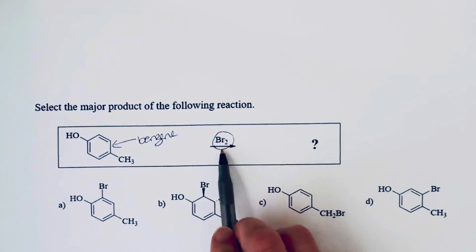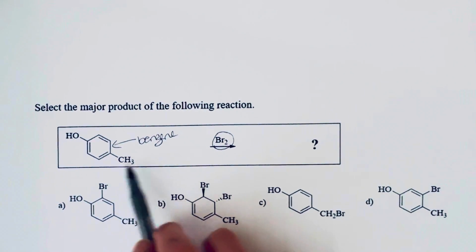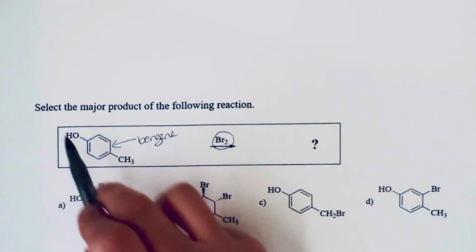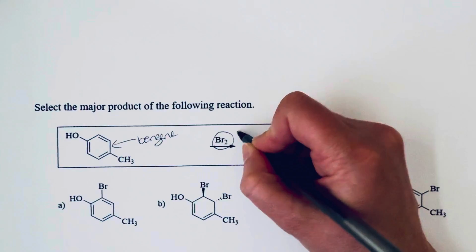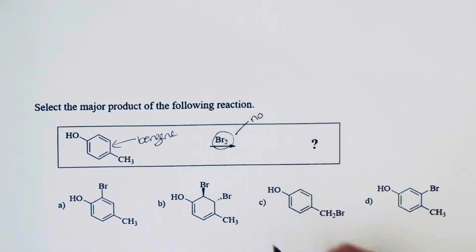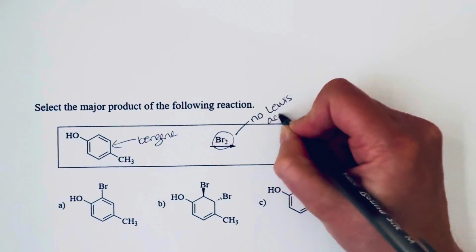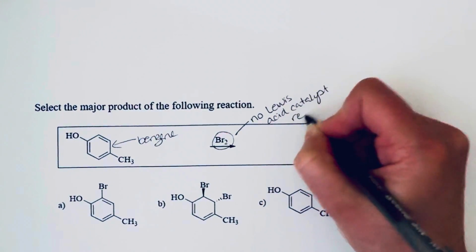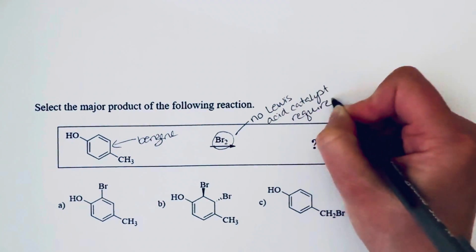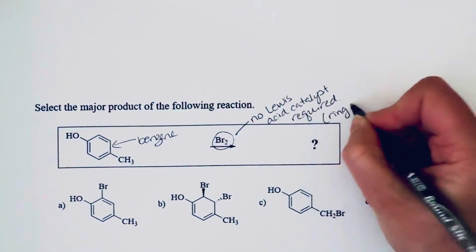So molecular bromine on its own will not typically react with a benzene ring, but this benzene ring happens to have two substituents that are both electron donating. And so that is why we do not need the Lewis acid catalyst here. So no Lewis acid catalyst required. And that is because the ring is activated.